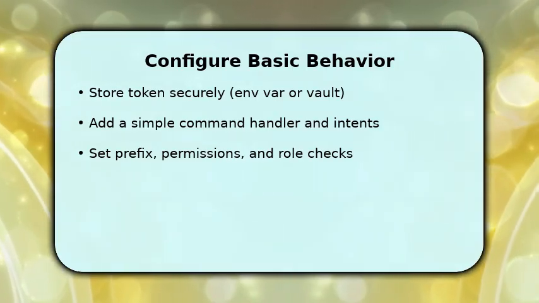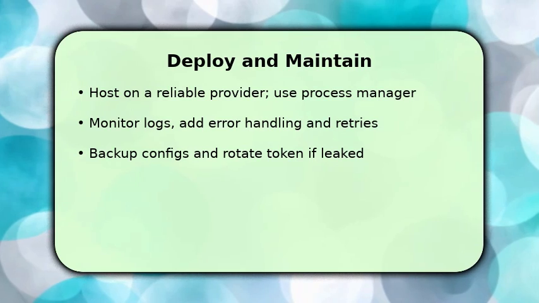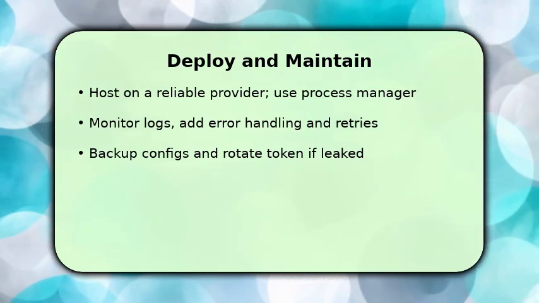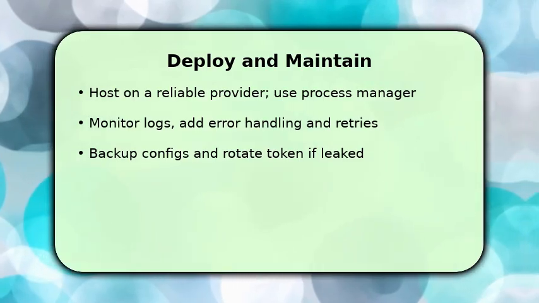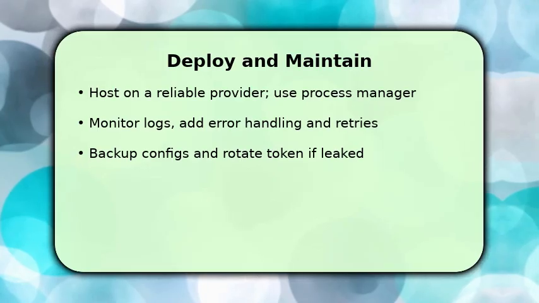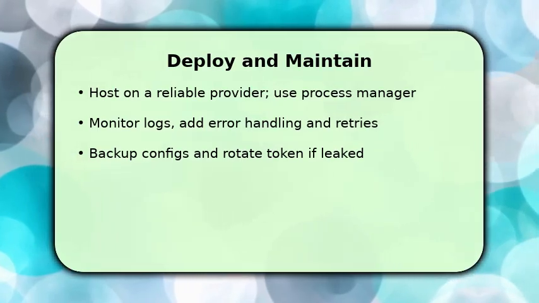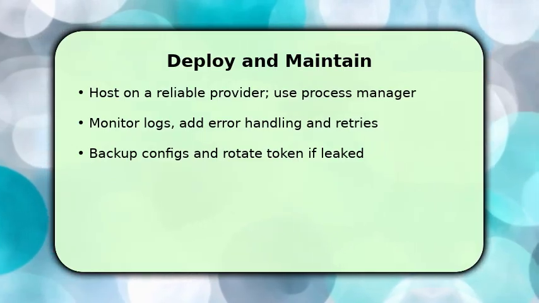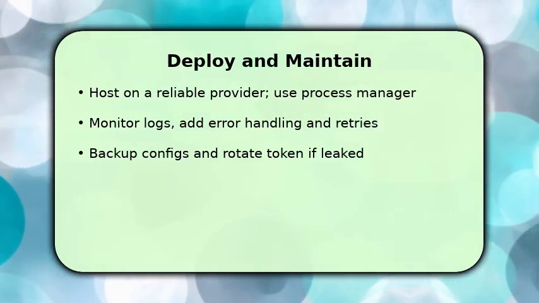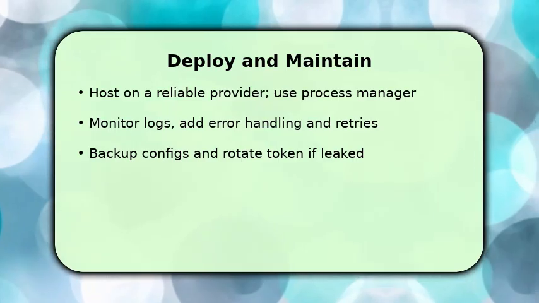action step by step. Finally, deploy the bot to a stable host and run it under a process manager so it restarts automatically on failure. Once live, monitor logs and set up basic alerts, handle rate limits, and add retry logic so commands don't silently fail. Make sure to document admin commands and rotate the token immediately if something goes wrong.